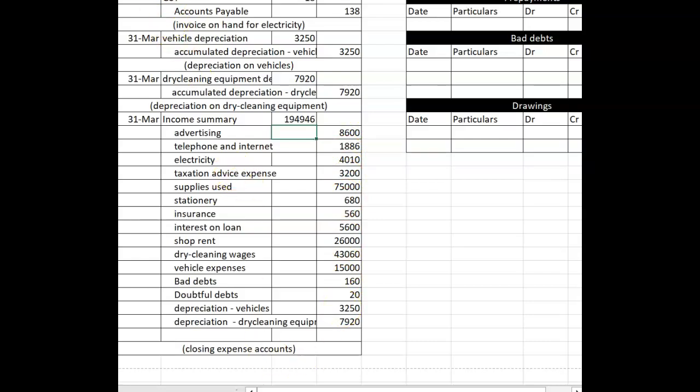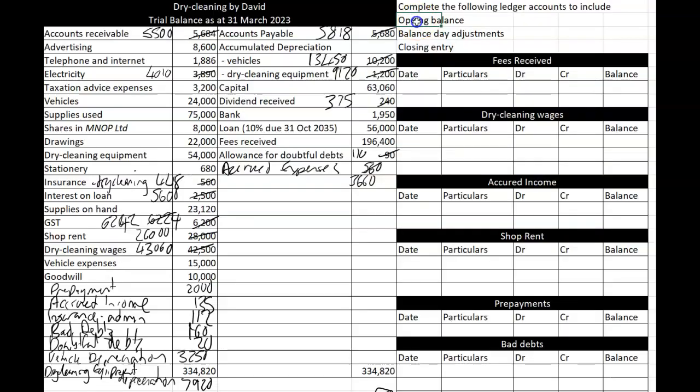Right, now onto the ledgers. I hope you don't mind, I've got a bit of a wider screen on this one. What we have to do for ledgers is put the opening balance, balance adjustment, and closing entries.